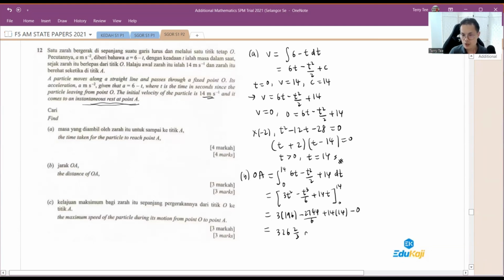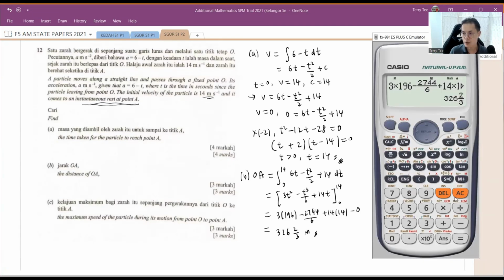Now, one way to double check your answer is to use your calculator here. You have this integration button. You type in the original function 6 alpha x minus alpha x squared over 2 plus 14. Lower limit is 0, upper limit is 14. There you go. I got the same answer, 326 2 over 3.